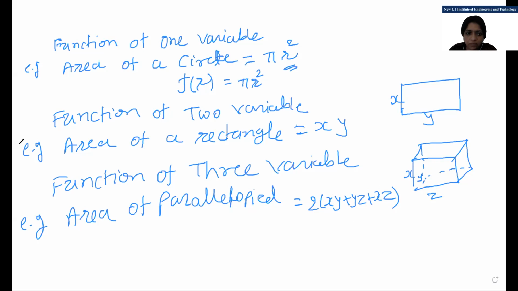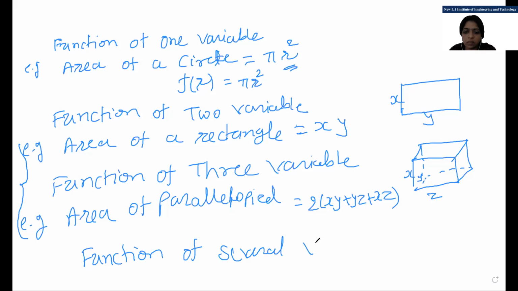So students, listen carefully: any function with two or more than two variables is known as a function of several variables. Again I repeat, any function with two or more than two variables is known as a function of several variables.